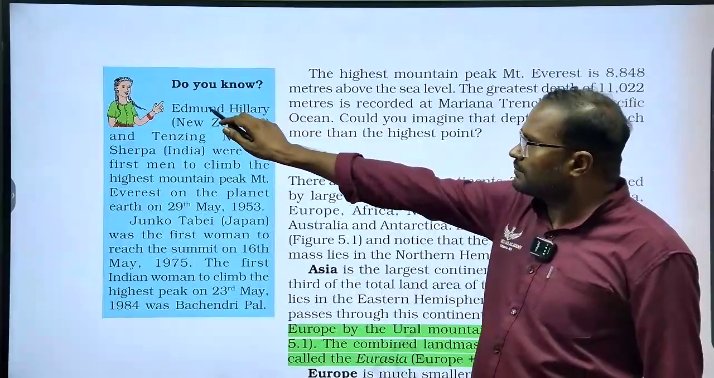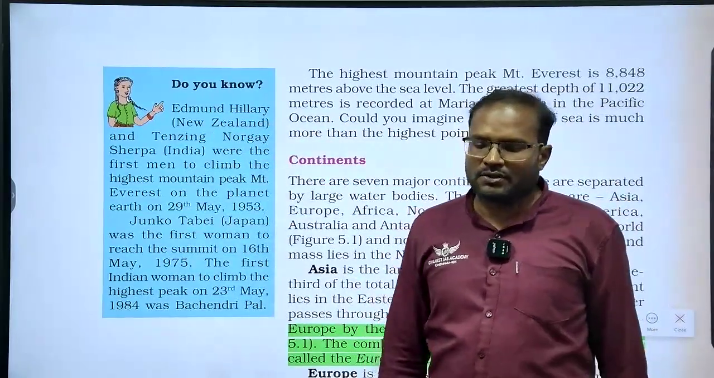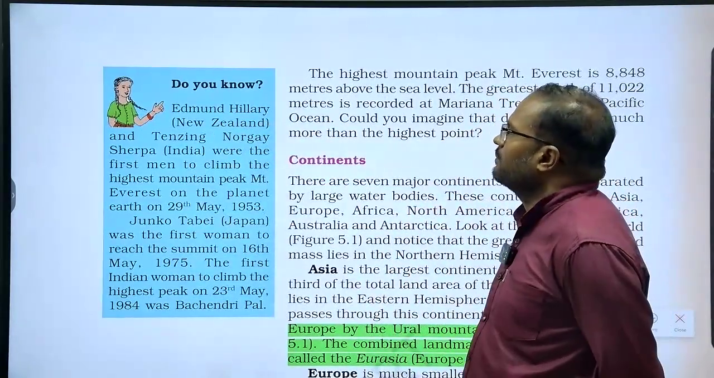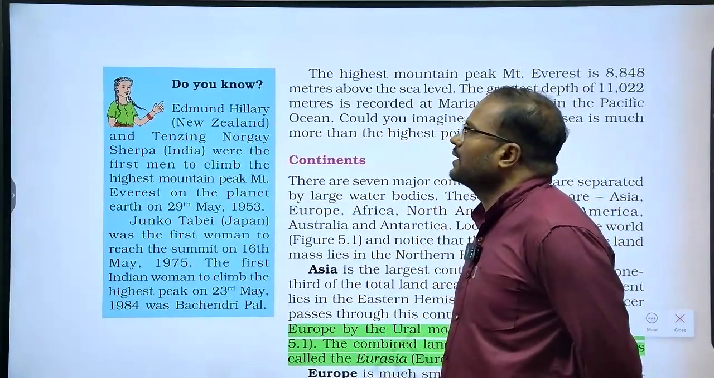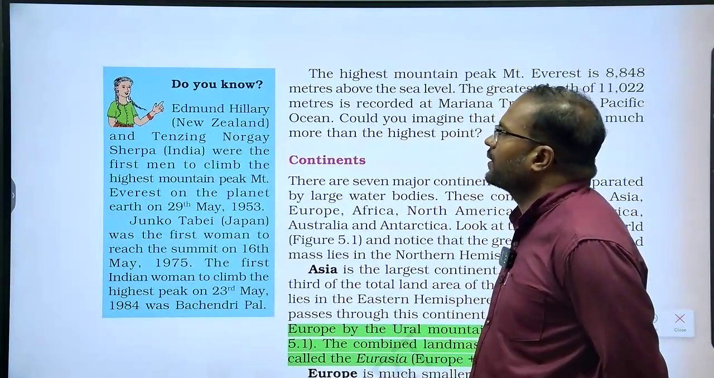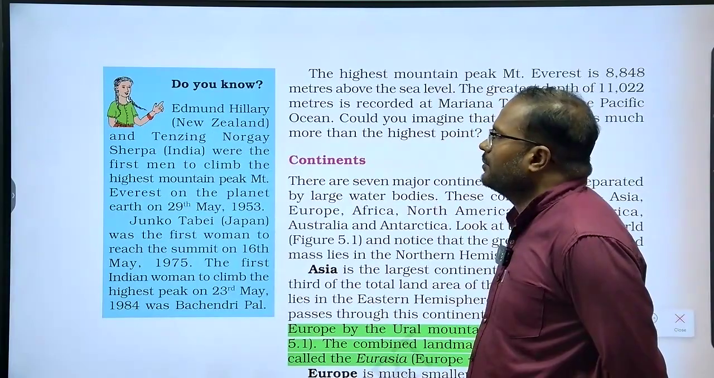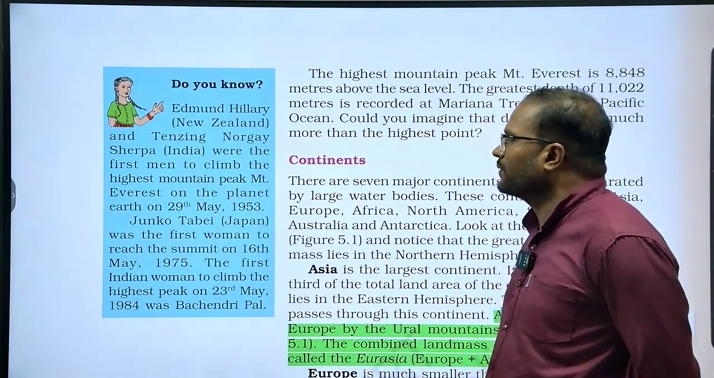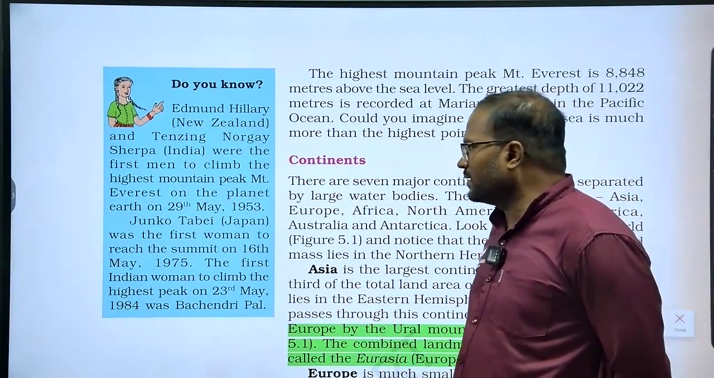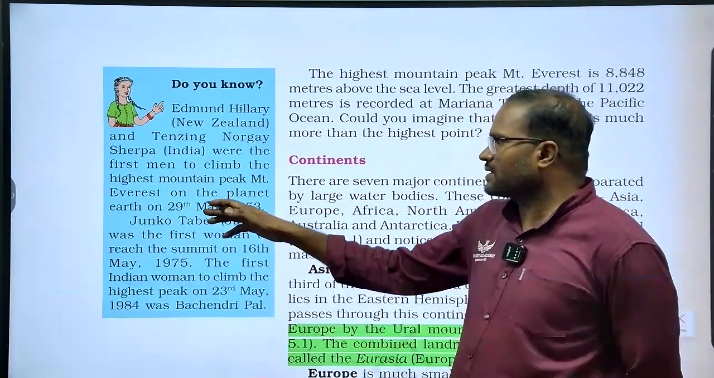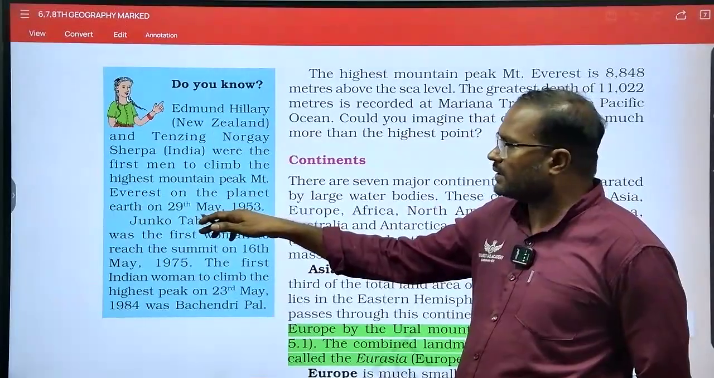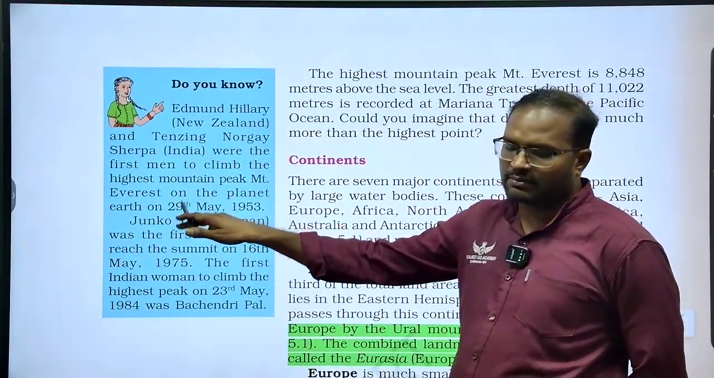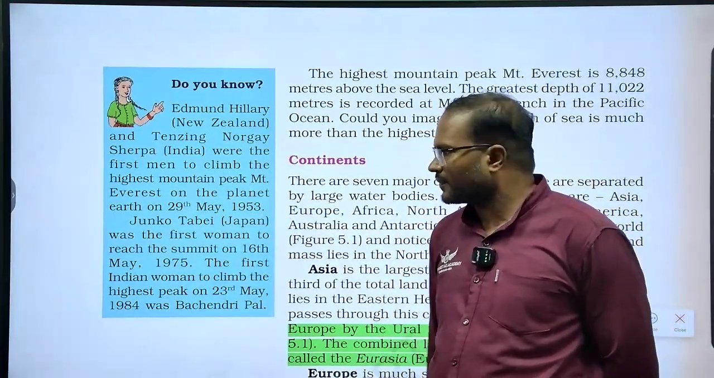Here some names are boxed and numbered. Edmund Hillary, New Zealand, and Tenzing Norgay, Sherpa, India. They climbed the highest peak on Earth, the highest peak of the planet, Mount Everest, on 29th May 1953. Remember, May is the summer for India, so that is why they were able to climb the Everest peak.